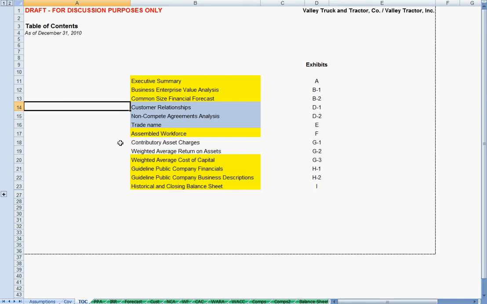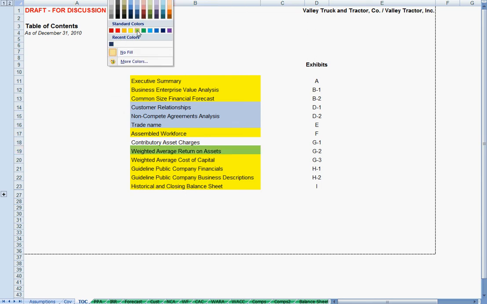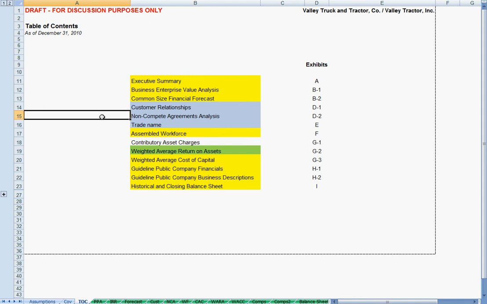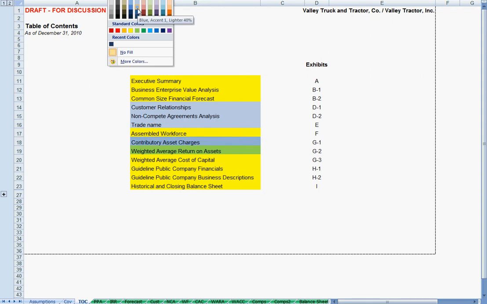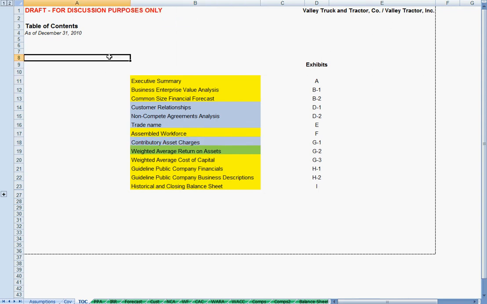The whole model, we go into the analysis phase where we put everything together and make sure that the logic of overall allocation of the purchase price works relative to the forecast, relative to the discount rates, and relative to the market data. This analysis is typically done primarily on the basis of this spreadsheet. It's weighted average return on assets. I had to mention that in order to compile these pages, a contributory asset charge analysis has to be done as well, and so we're going to highlight it here.